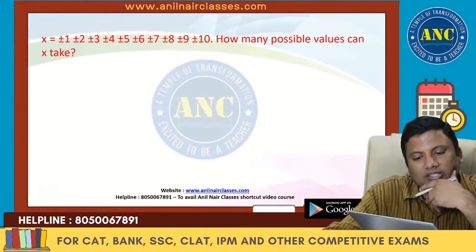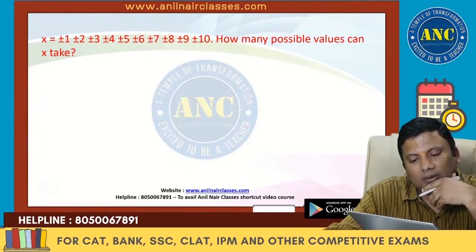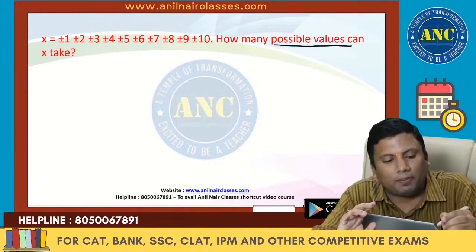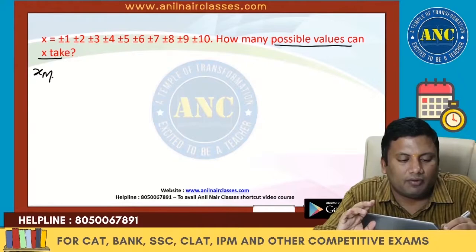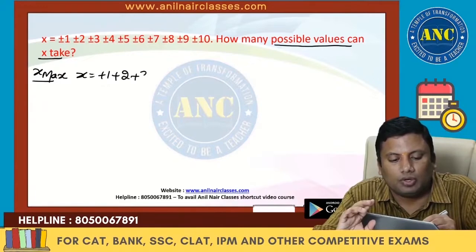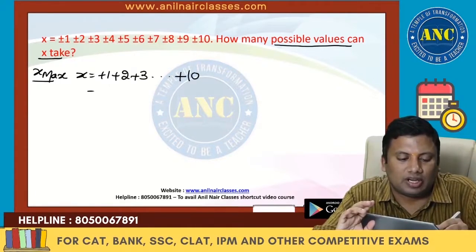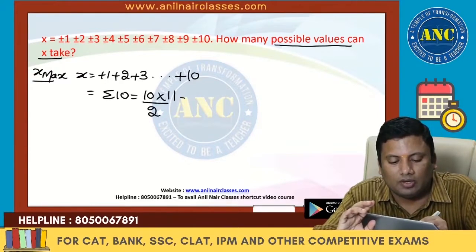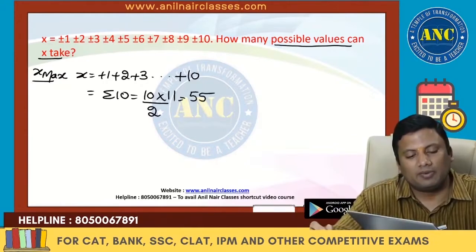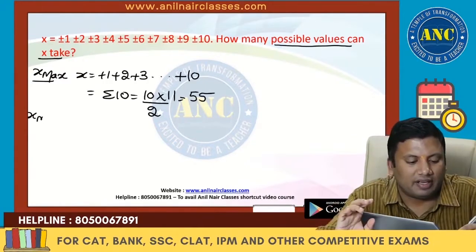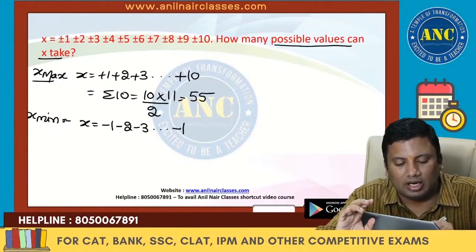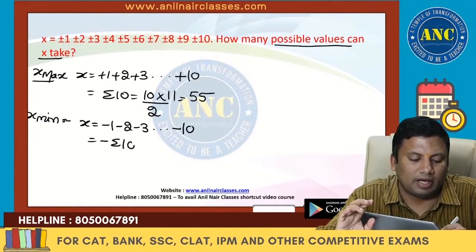x is equivalent to plus or minus 1, plus or minus 2, plus or minus 3, plus or minus 4, till plus or minus 10. How many distinct values, how many possible values will x take? If I want the maximum value of x, x is plus 1, plus 2, plus 3 and so on up to plus 10. This is summation 10, n into (n plus 1) by 2, which is 55. The maximum value x can take is plus 55. If it is minimum, x is minus 1, minus 2, minus 3 till minus 10. This is minus summation 10.